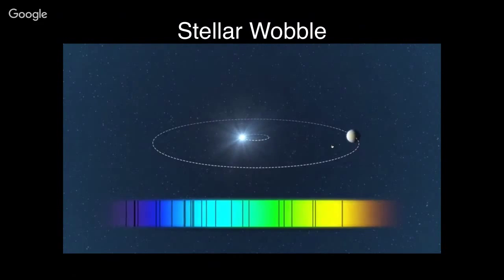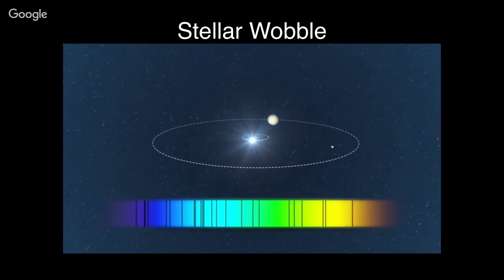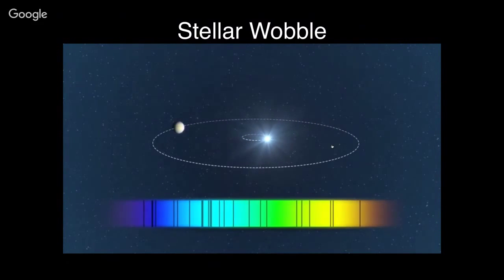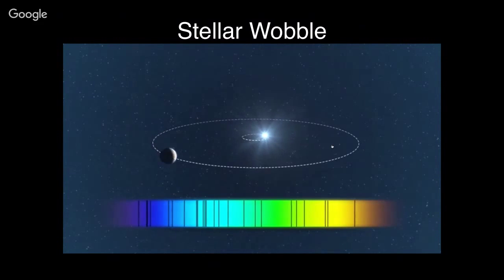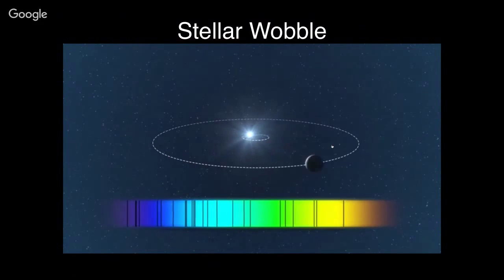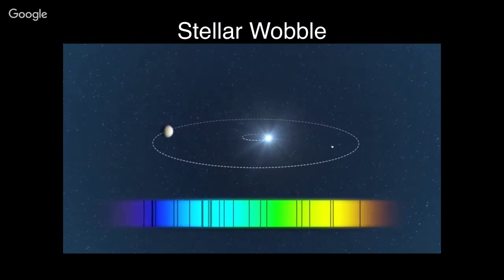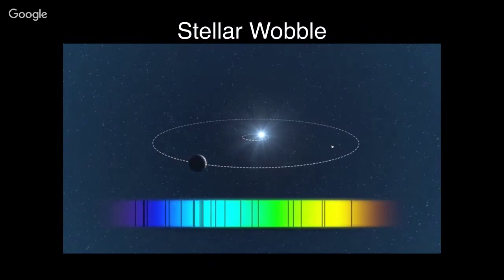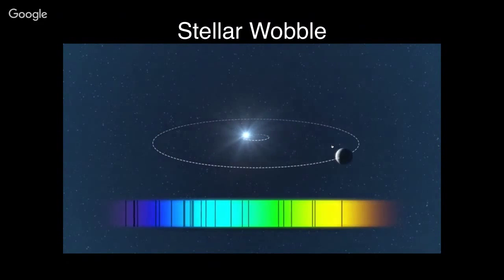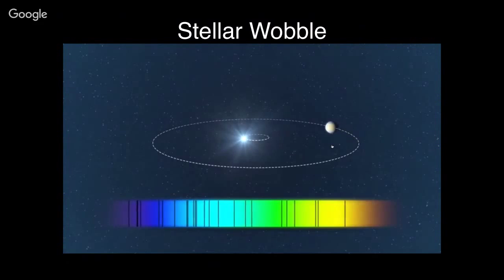So astronomers can get spectra of the host star separated in time and essentially watch the lines be red shifted and blue shifted to measure the motion of the host star and infer the presence of a planet.